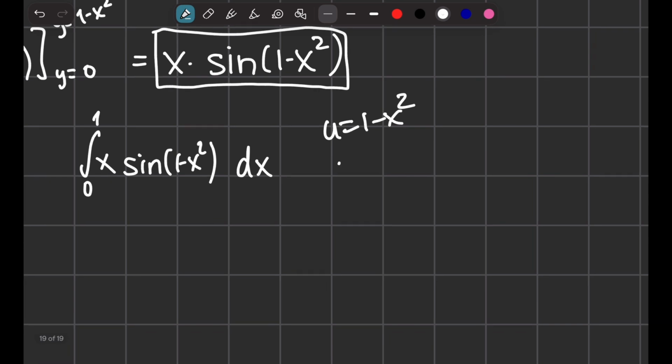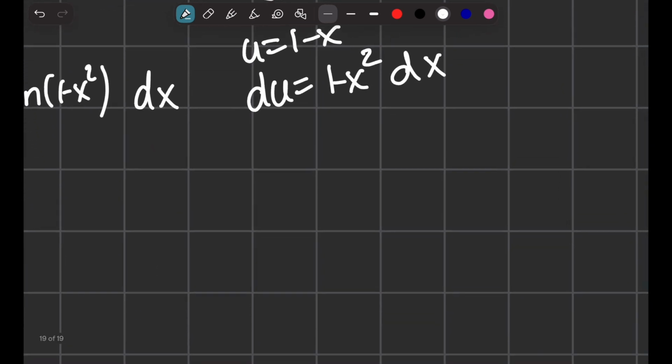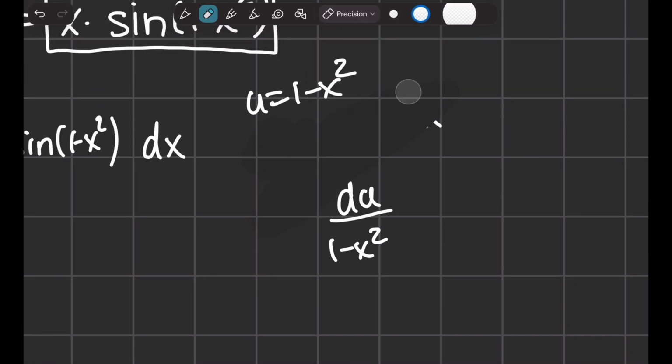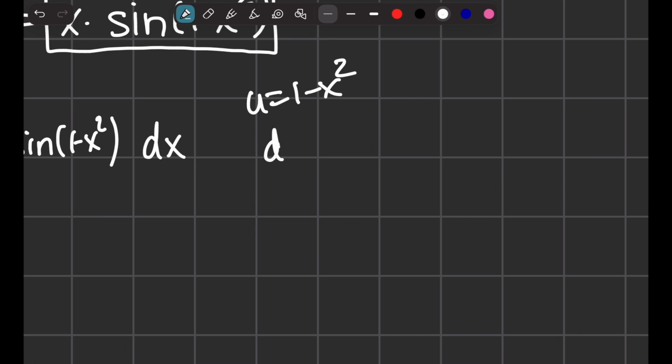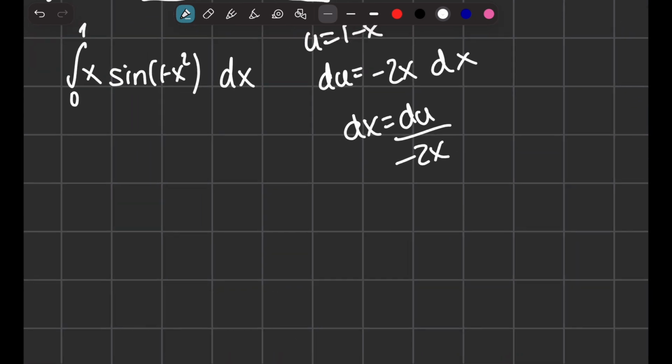So then du equals 1 minus x squared dx. Rewriting that would get dx equals du divided by 1 minus x squared. Sorry, what am I doing? I forgot that we need to differentiate it. One second. So du equals minus 2x dx. So dx equals du divided by minus 2x.